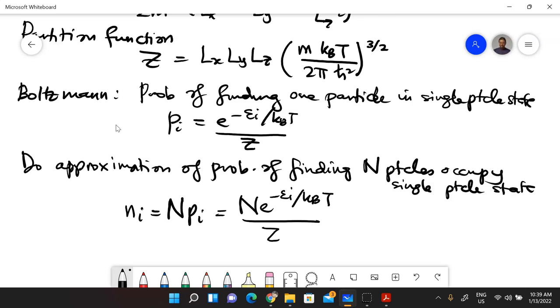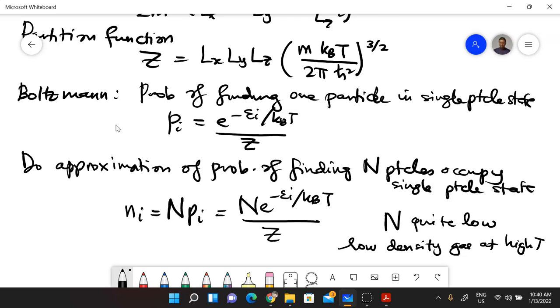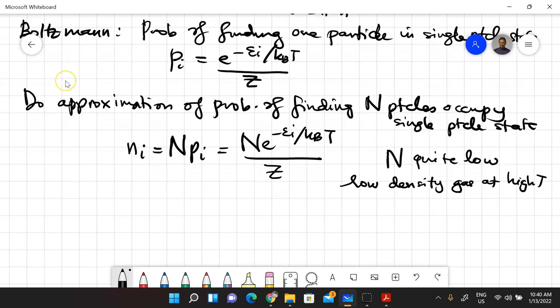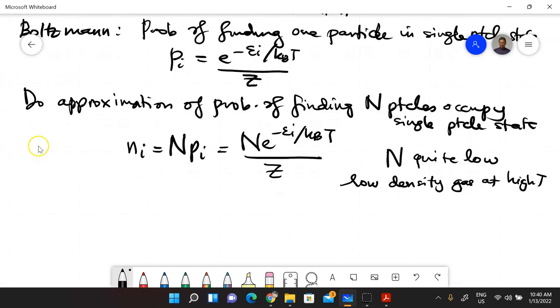Now this can only be an approximation, okay, because otherwise you might get a number which is even bigger than one. In other words, your n here has to be quite low. So this would be good for a low density gas at high temperatures. If it's high temperature, then this number will be quite small as well. Okay, so let's try to proceed, and hopefully we'll stop in another 10 more minutes or something like that.